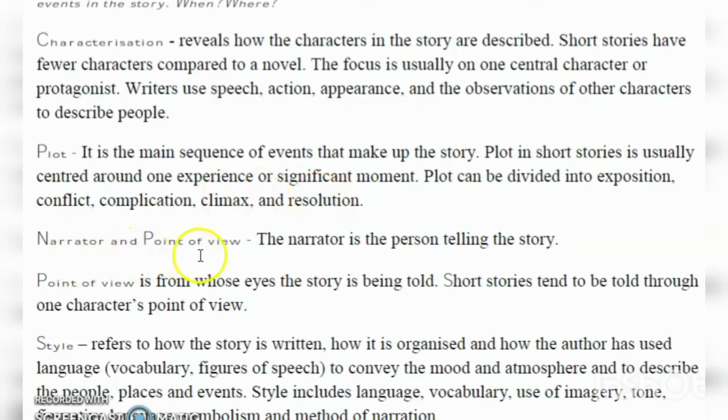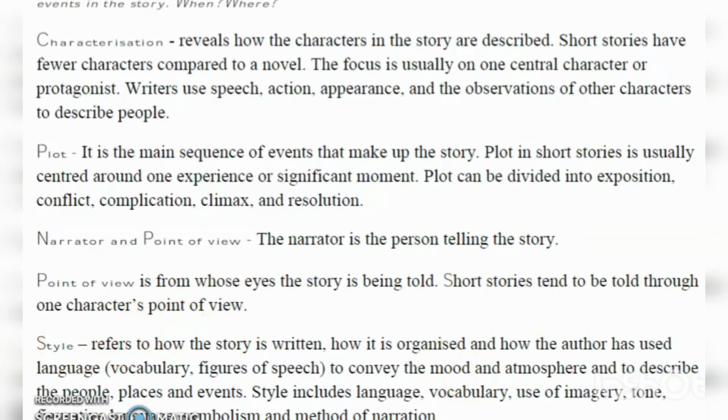Now, the narrator and point of view. The narrator is the person telling the story. So these are all jargons that are linked with literature. Now, the point of view. Sometimes stories are told by different people. Now, this is their perspective. You cannot say that that is truly who they are talking about. It's just another person's perspective on another. So point of view is from whose eyes the story is being told. Now short stories tend to be told through one character's point of view.